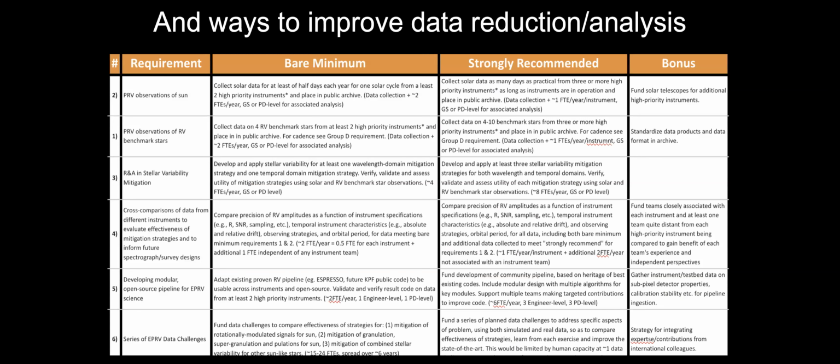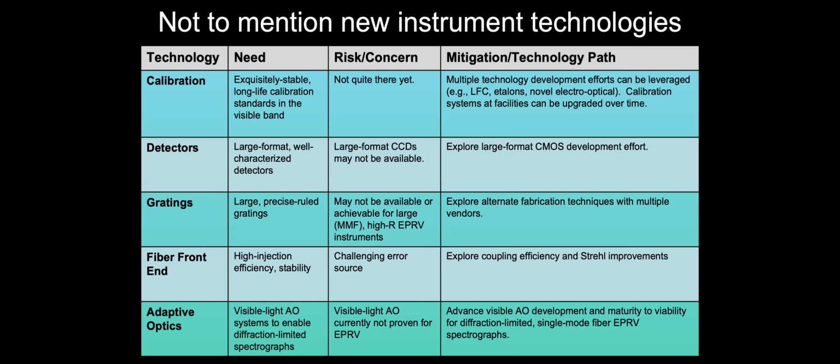We thought about ways to improve data reduction and analysis that is often applied to RV data products, and also new instrument technologies that should be investigated as ways to improve the instrumental systematic side of the uncertainty that goes into RV measurements.